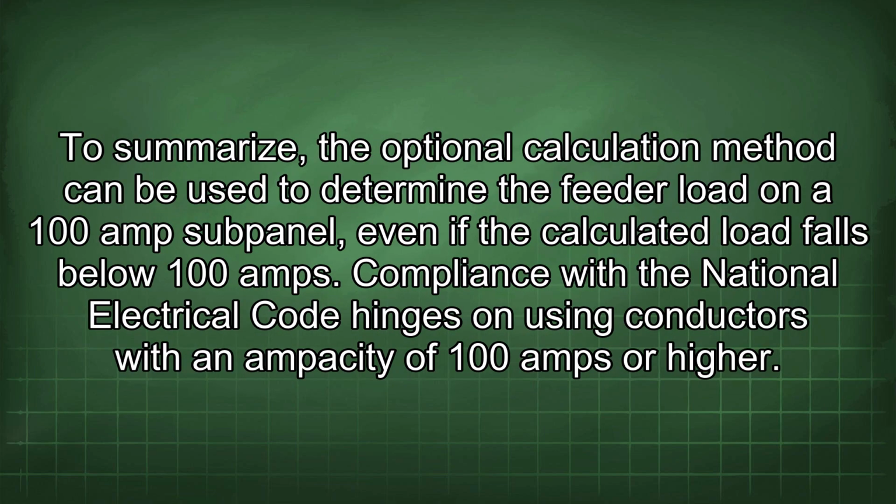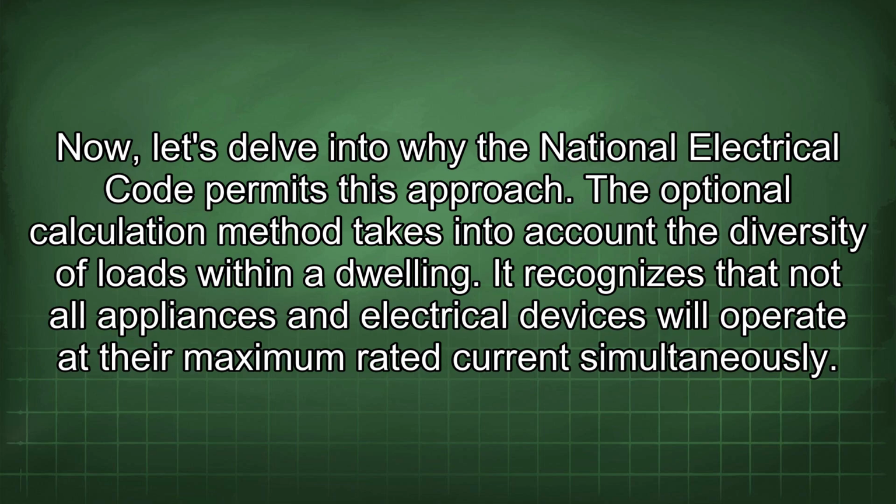To summarize, the optional calculation method can be used to determine the feeder load on a 100 amp subpanel, even if the calculated load falls below 100 amps. Compliance with the National Electrical Code hinges on using conductors with an ampacity of 100 amps or higher. Now let's delve into why the National Electrical Code permits this approach.